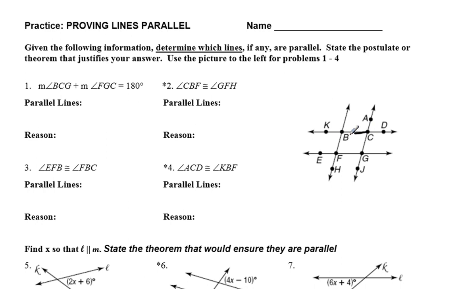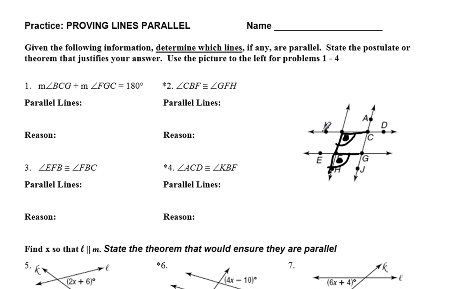So CBF is right here, is congruent to GFH. GFH, this angle right here. Well, if you notice, they said that these 2 angles are congruent, and these 2 angles are called corresponding angles. And when corresponding angles are congruent, then the lines that form them are parallel.